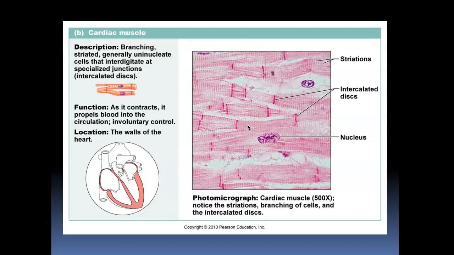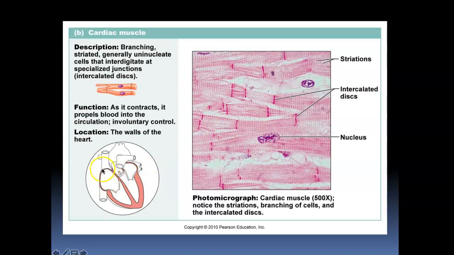So that's considered involuntary. This is what the heart muscle would look like under a microscope. See how it's kind of branching? It's not like perfect parallel strips like your skeletal muscle. And then you have these intercalated discs. Remember, the discs help with the flow of ions, which is going to cause the electrical conduction.